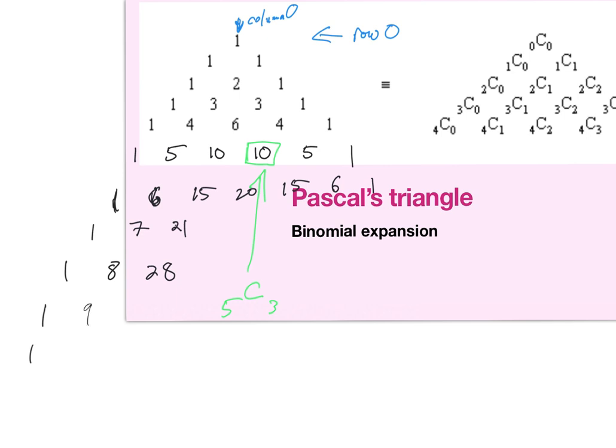This is 9. 8 plus 28 is 36. This is 10. 9 plus 36 is 45. If I'm doing my adding correctly, this number right here would be 10 choose 2. Because it's the 10th row down, 1, 2, 3, 4, 5, 6, 7, 8, 9, 10.